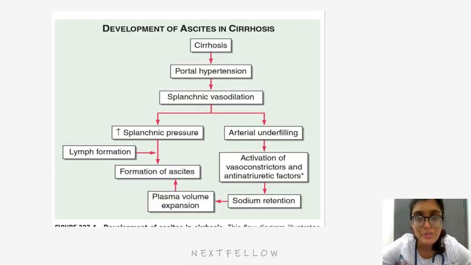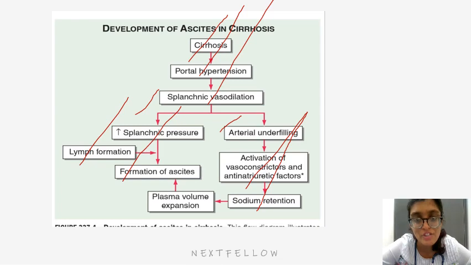Development of ascites and cirrhosis. There will be cirrhosis, then there will be portal hypertension. Splanchnic vasodilatation, there will be increased splanchnic pressure, lymph formation and formation of ascites. With arterial underfilling, activation of vasoconstrictors and antinatriuretic factors, there will be sodium retention and ultimately plasma volume expansion leading to formation of ascites.